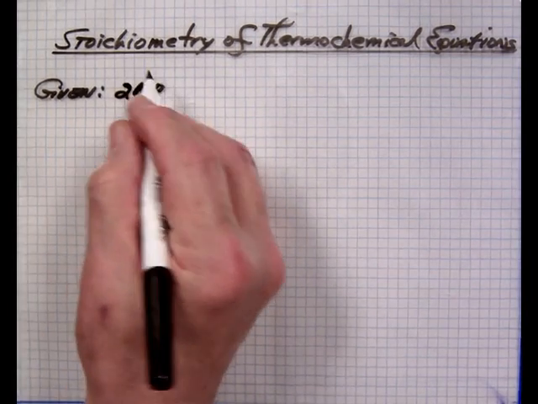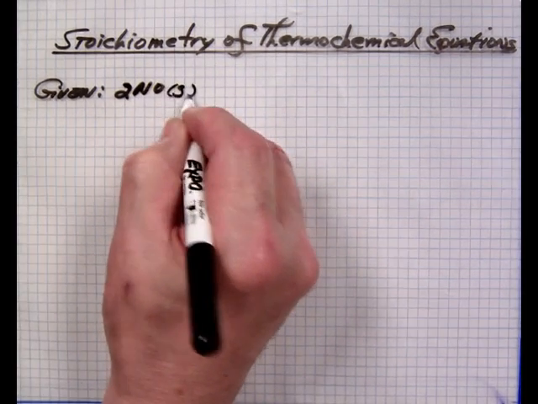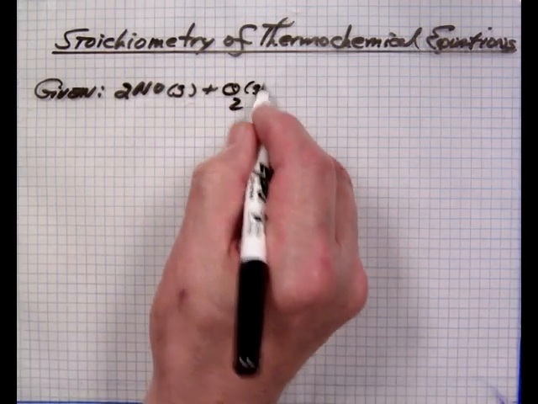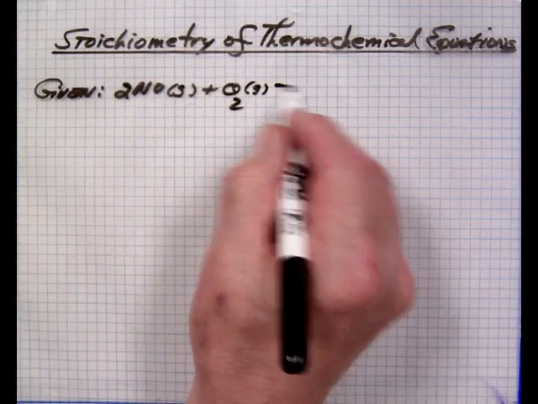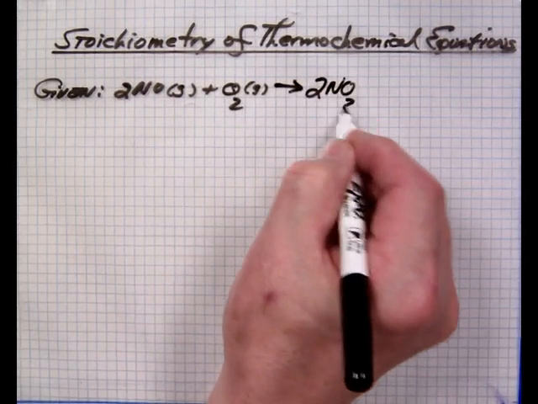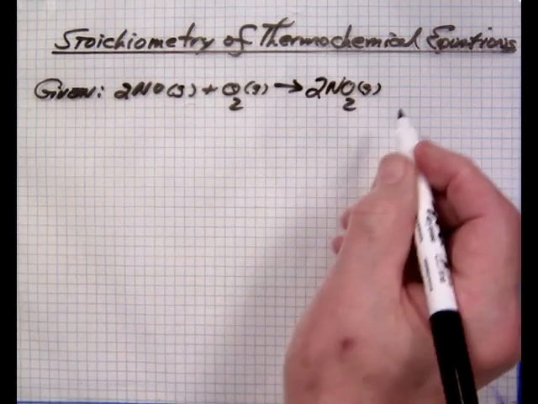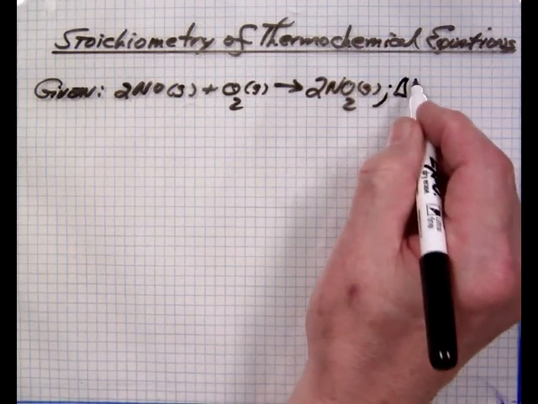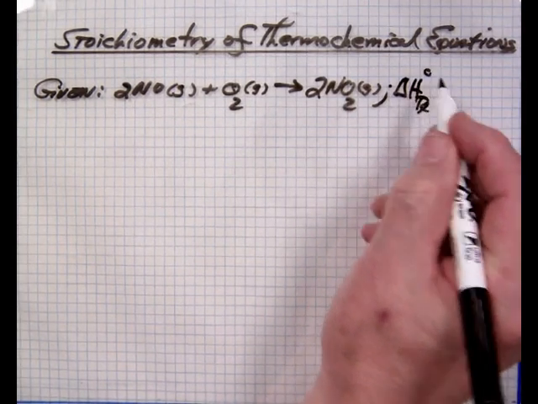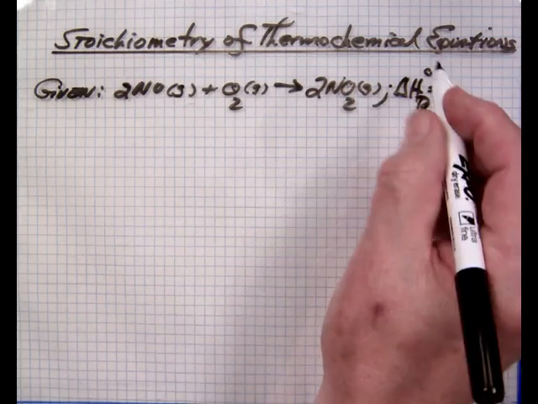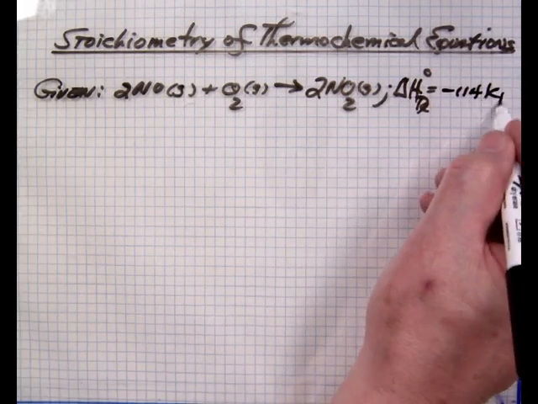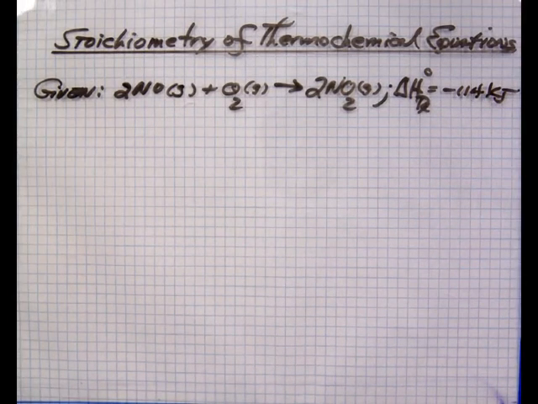2NO in the gas phase plus O2 gas goes to 2NO2 gas, and the delta H of this reaction, standard conditions, is given to be minus 114 kilojoules. Okay, so you start in that capacity.